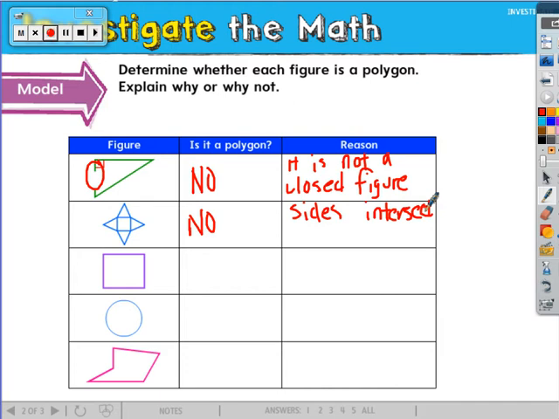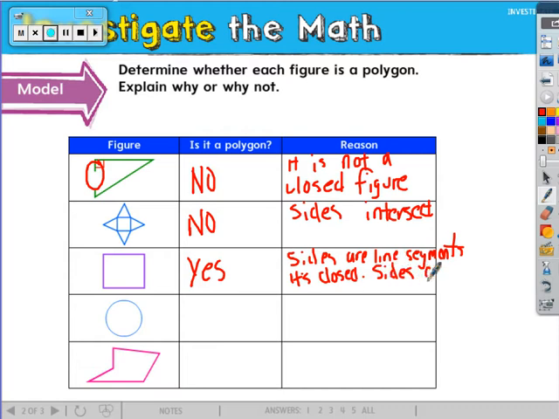Our next one. Yes. Why? Because it's closed. Sides are line segments. Those 3 reasons. And then it's closed. They do not cross each other. It's closed. And sides don't cross. Do not intersect.